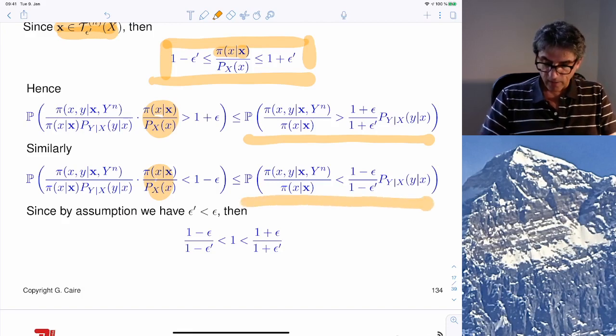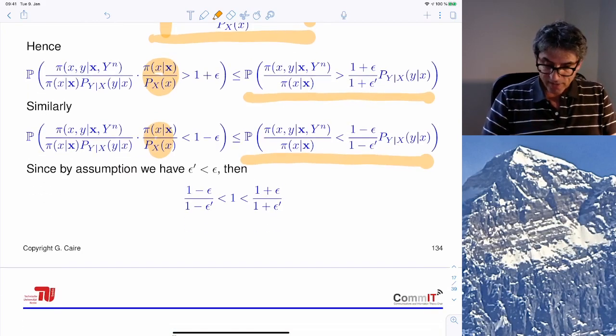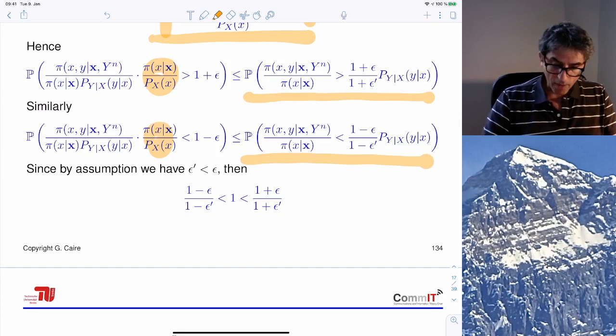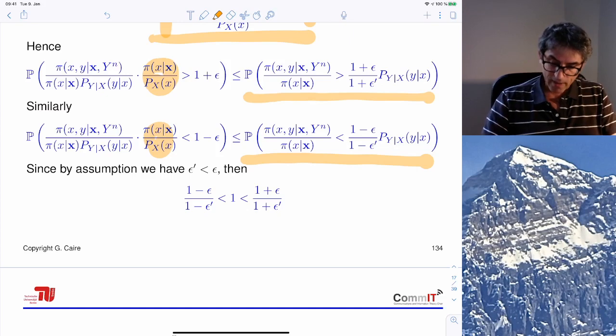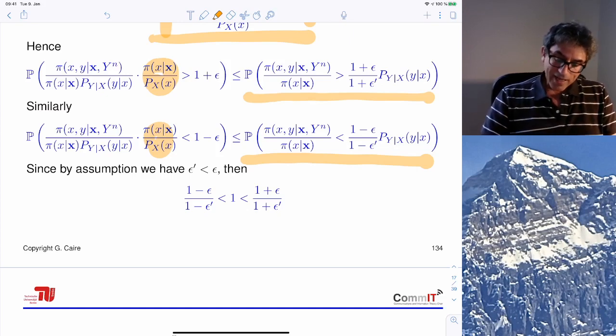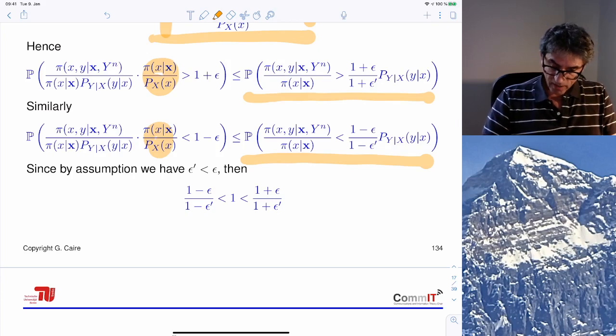So we have these two upper bounds, and now we notice that the ratio 1 plus epsilon divided by 1 plus epsilon prime is greater than 1 because epsilon prime is smaller than epsilon, and 1 minus epsilon divided by 1 minus epsilon prime is smaller than 1, again because epsilon prime is smaller than epsilon. Therefore, we have this, right?